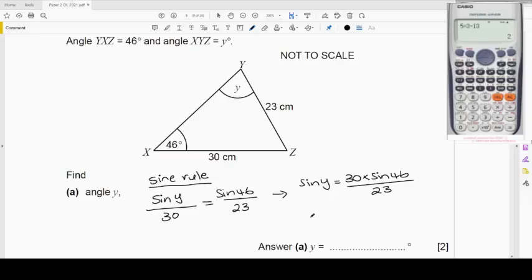And then to get y, you would take sine inverse on both sides. We're not dividing by sine. Remember that sine is not a number that you can divide. This sine and that y are not multiplying, so dividing by sine does not get rid of the sine. What you need to do is take sine inverse. So y is equal to sine inverse of 30 times sine 46 over 23, and then you type it in exactly the way I have on the calculator.